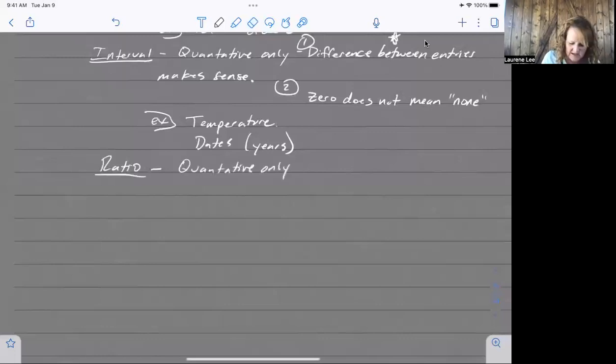Okay. It can be ordered. So this is, again, your qualifications. It can be ordered, which, you know, interval can too, okay? The difference makes sense.